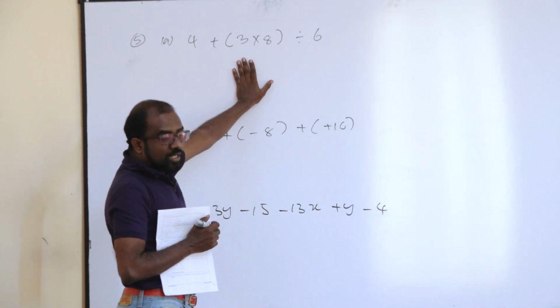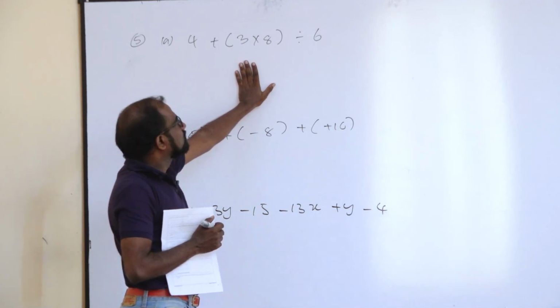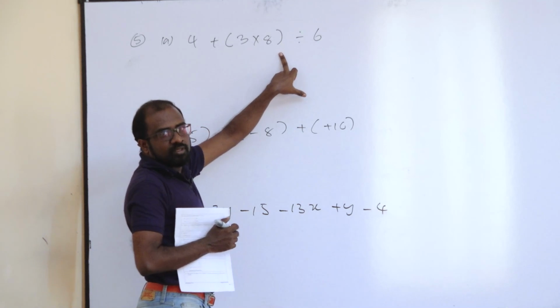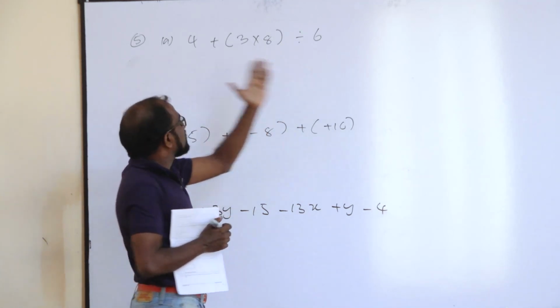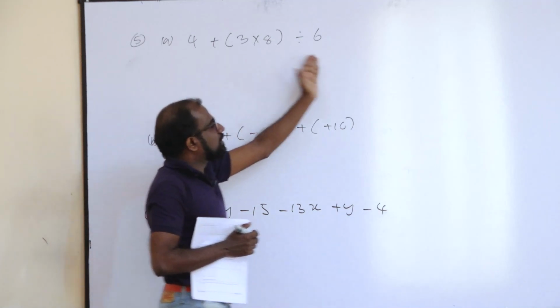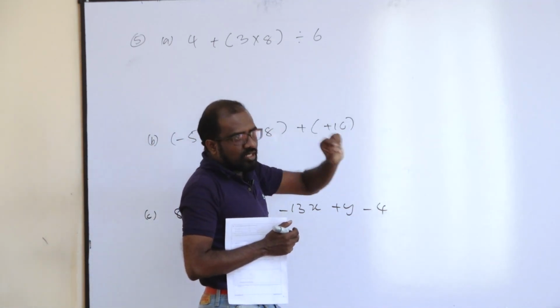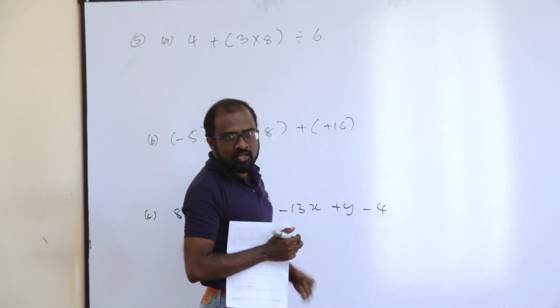When you simplify numerical expressions, what is our method? First of all, simplify the bracket. Then multiplication or division in the given order. Finally, addition and subtraction.